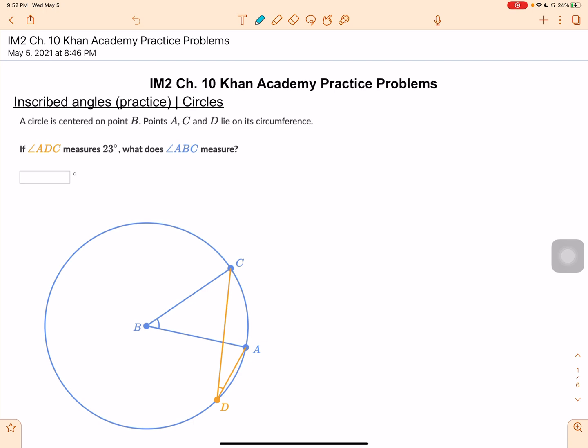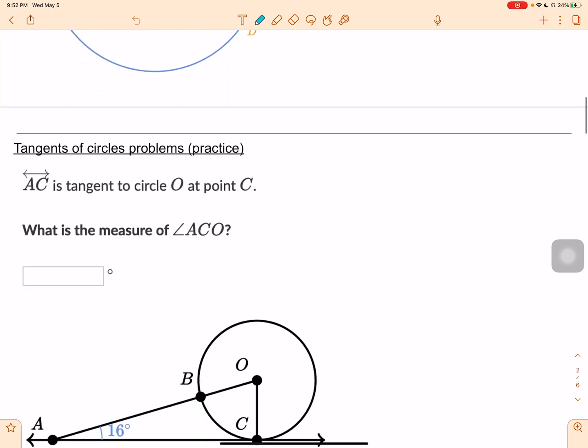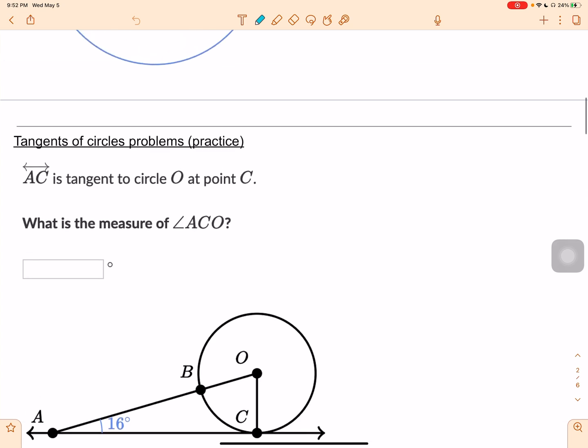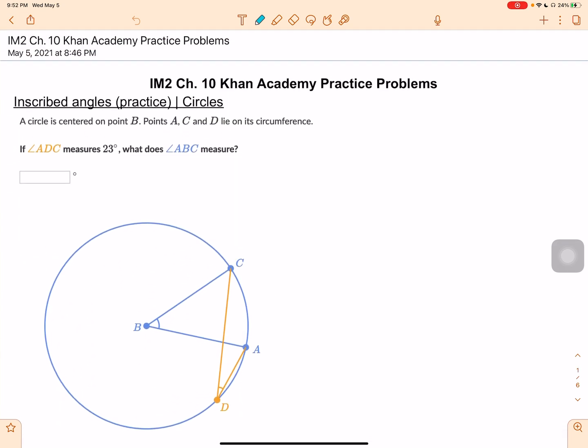So I put together this PDF of different problems from your Khan Academy to hopefully help you complete those assignments with full credit. So if you do any of them late, you need to get 70% or above to get full credit. Please email me so that I can update your grade.